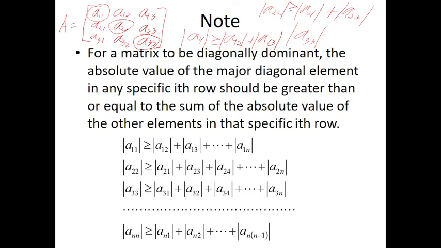Okay? Should be greater than or equal to A21 plus A23. Tapos yung A33, okay, yung A33, greater than or equal to absolute value of A31 plus absolute value of A32. Ayan. Okay? That's it. So, let's have an example to this.